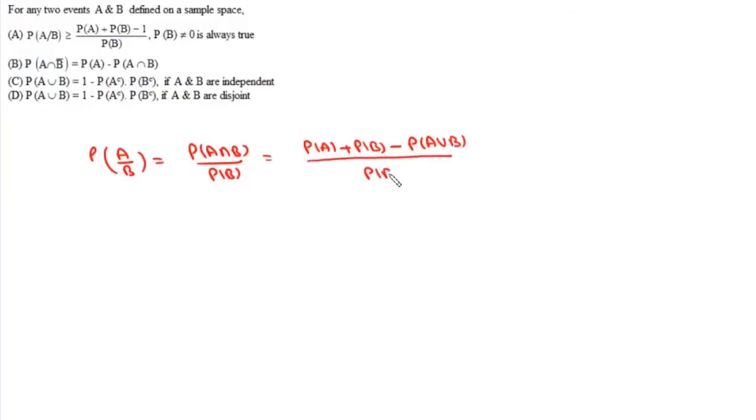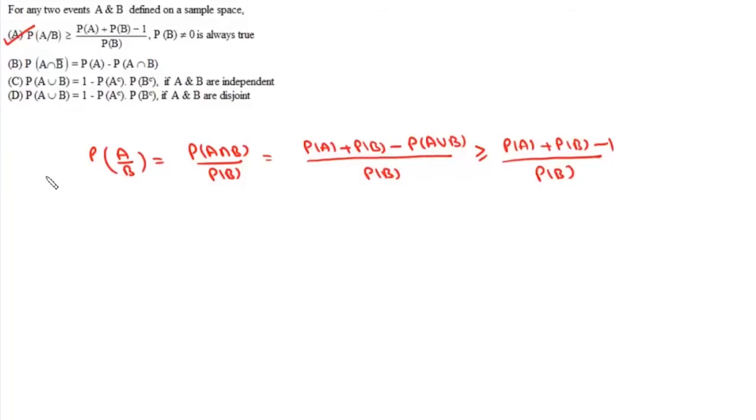Now the question is, for any two events A and B, which of the following is true? Now the first one is P A by B. Now we know that P A by B is P A intersection B upon probability of B. We are given that probability of B is unequal to 0. Now we can write probability of A intersection B as probability of A plus probability of B minus probability of A union B, upon probability of B. Now maximum value of A union B is 1. So it will always be greater than or equal to probability of A plus probability of B minus 1 upon probability of B. That means this option A is correct.